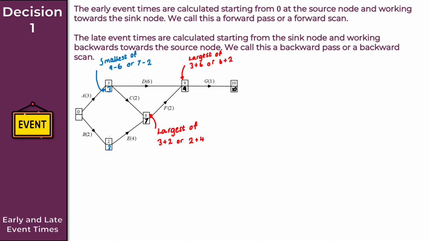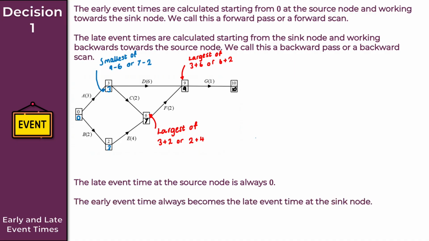So clearly, I'm going to choose 0 there. That is the smaller of the 2 choices there, okay? So the late event time at the source node is always 0, as we've just filled out there. And the early event time always becomes the late event time at the sink node, which we've already mentioned at the beginning of filling out the activity network. But again, just so you're aware. Okay. So there we have it then for this introduction here to early and late event times.